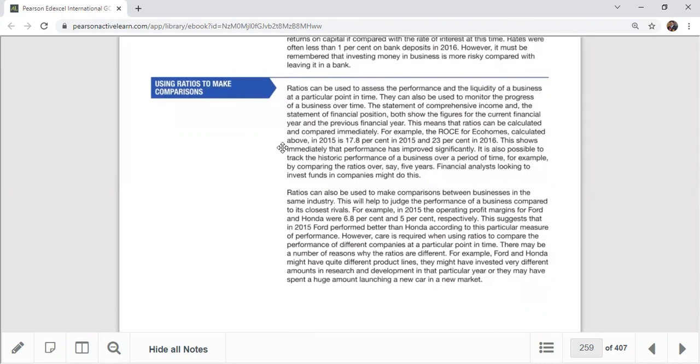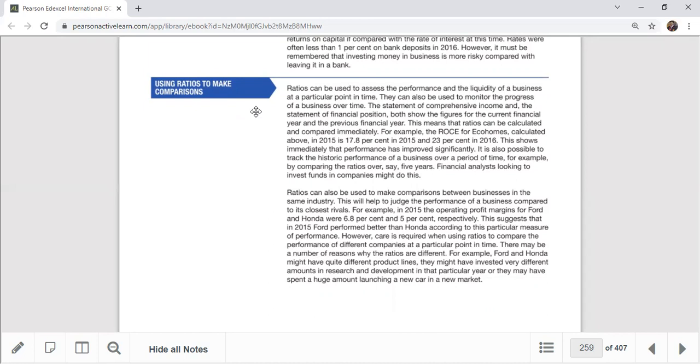Using ratios. Ratios can be used to assess the performance and the liquidity of a business at a particular point in time. They can also be used to monitor the progress of a business over time. The statement of comprehensive income and the statement of financial position both show the figures for the current financial year and the previous financial year. This means that the ratios can be calculated and compared immediately. For example, the ROCE for Eco Homes calculated above is 17.8% in 2015 and 23% in 2016. It shows immediately that performance has improved significantly.